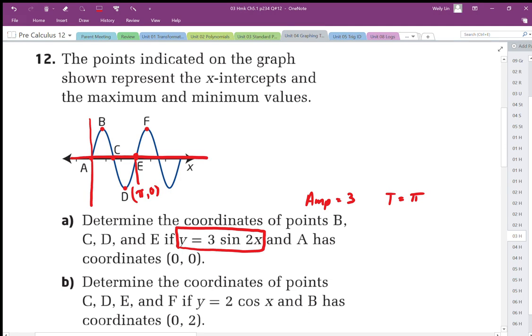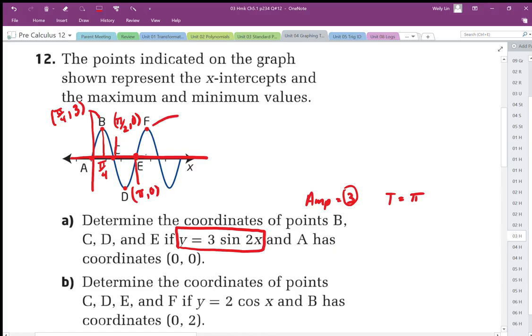And if we know that this period is pi, we know that halfway has to be pi over 2, and that's going to be a 0 point. And then we can work out B, D, and F based on the period. Again, the period here is pi, so this quarter period should be pi over 4. So point B is going to be at pi over 4. Now, since the middle is at 0, we're going to go up using our amplitude of 3, and we end up with a y position of point B of 3. So that's going to be B.